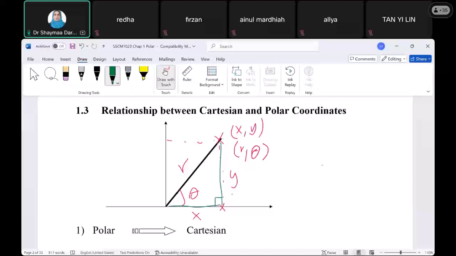If you have a triangle with a right angle, 90 degrees, then the hypotenuse r squared has to be equal to the summation of the sides squared, which means x squared plus y squared. This is the first relation. r squared should be equal to x squared plus y squared.